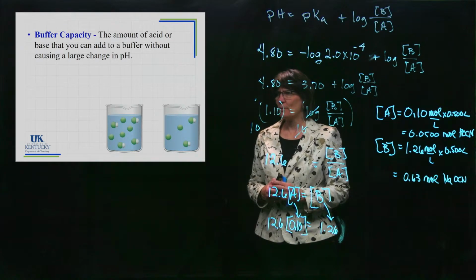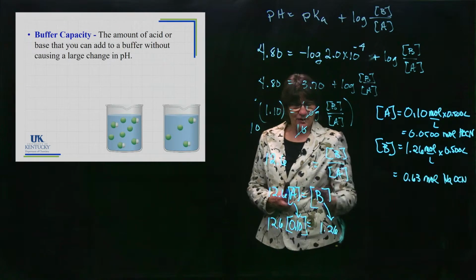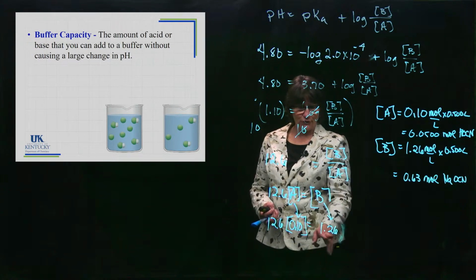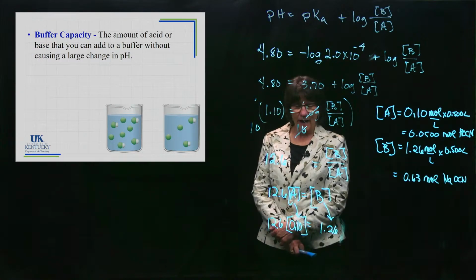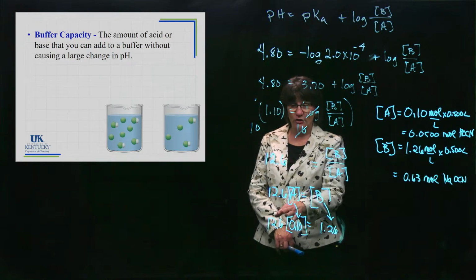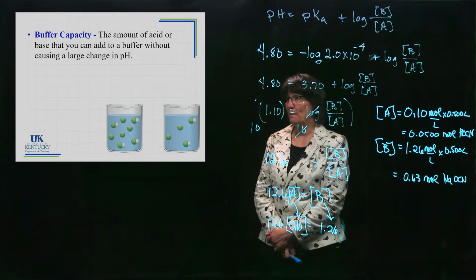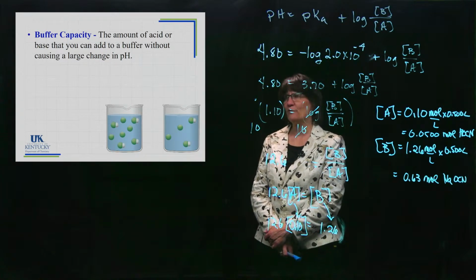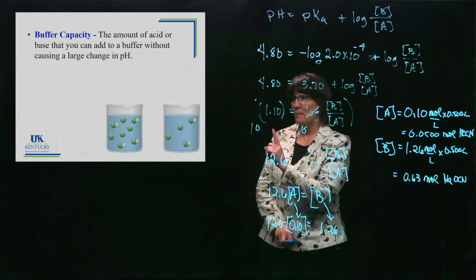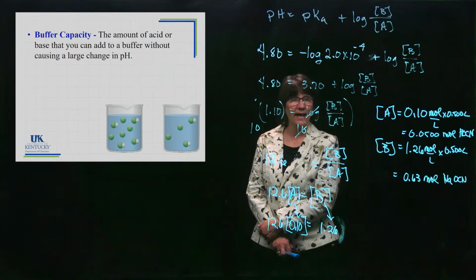Last thing I want to talk to you about with this lesson is buffer capacity. In this problem, I talked about shooting for these two numbers. I could shoot for all kinds of different numbers as long as it was a 1 to 12.6 ratio. I would have the same pH. It wouldn't matter. But different buffers have different buffering capacities: the amount of acid or base that can be added to a buffer without changing the pH.